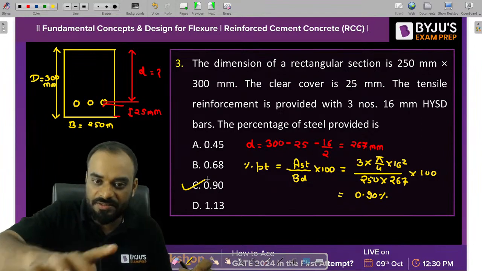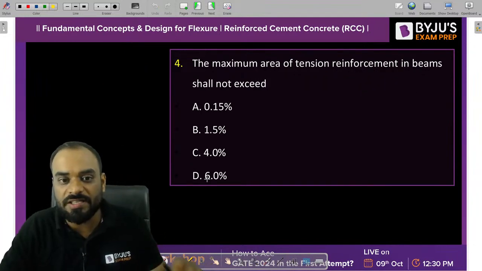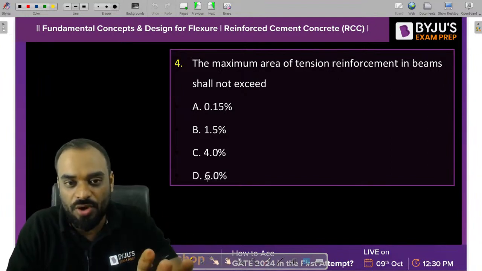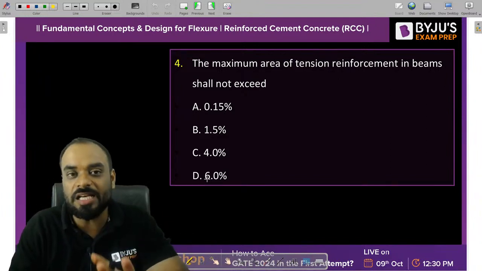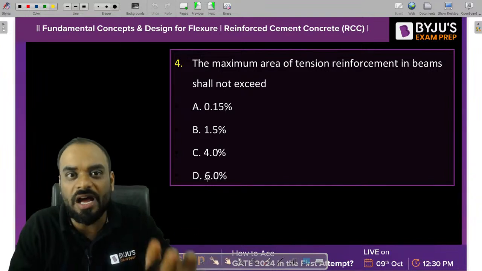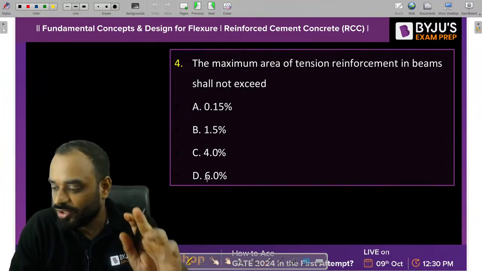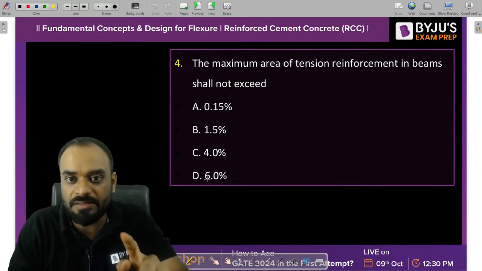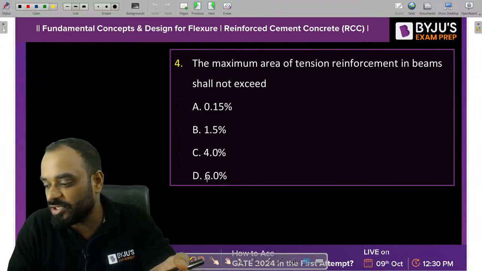Yes, very nice. Let's move to the next question, guys. And this is the provision, standard provision as per the IS code. The direct statement may come in the GATE examination also, guys, for 1 mark. This is 1 mark question, not a 2 mark question. Later on, we will have a 2 mark question also. Okay. Now tell me, for this particular problem, what should be the correct answer? The maximum area of tension reinforcement in the beam shall not exceed by which value?